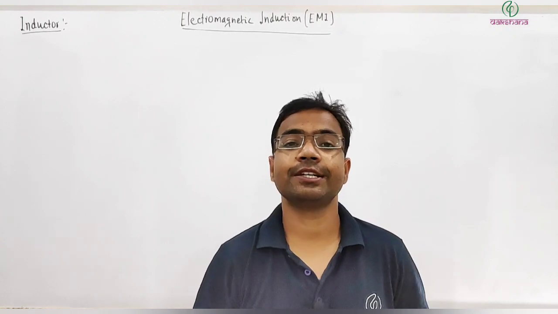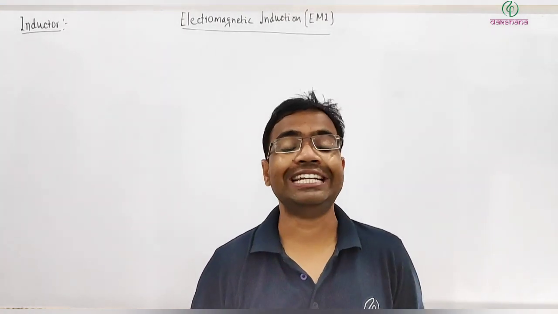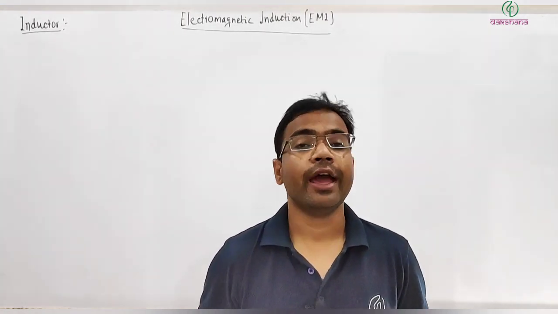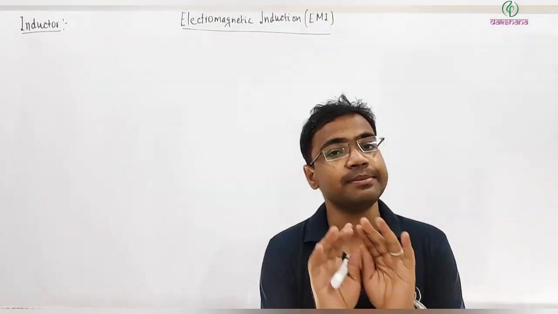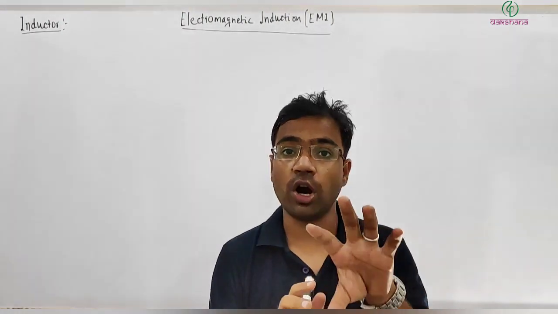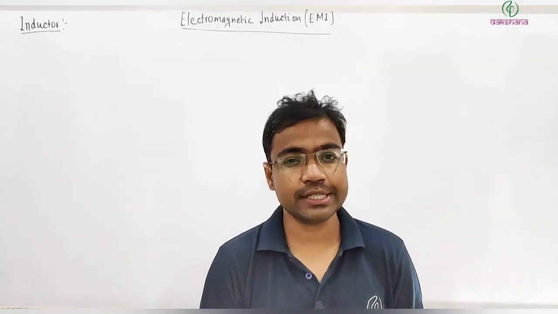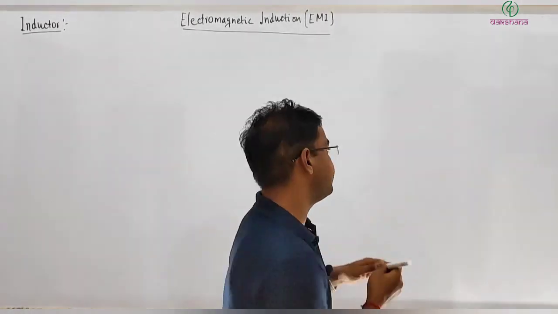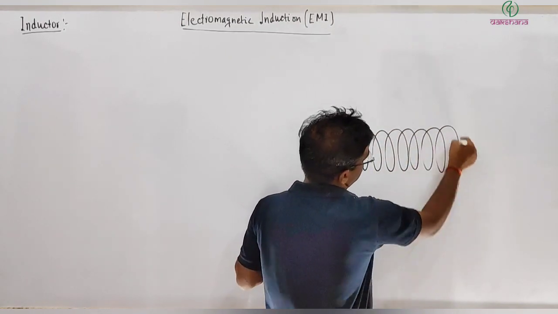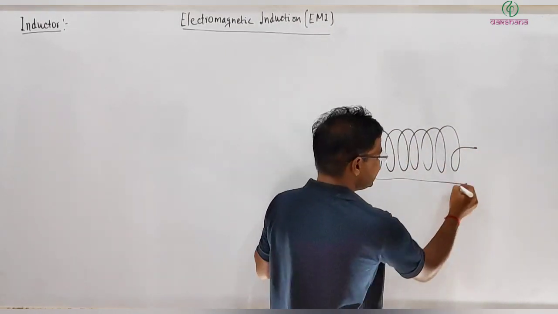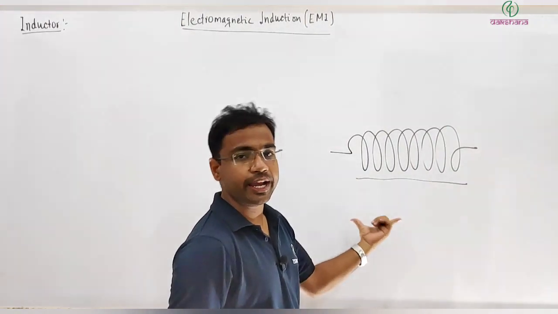So in the last lecture we started talking about inductance, or the inductor, and we discussed what exactly an inductor is. We simply call a coil an inductor. In normal terms, if we have a coil where some wire is wound like this, this is called an inductor in physics.